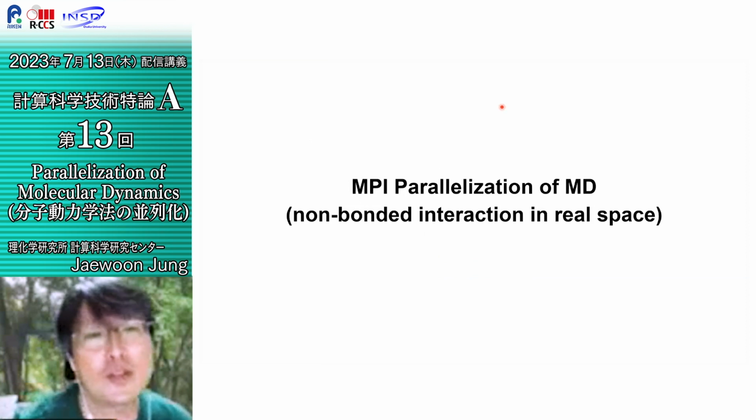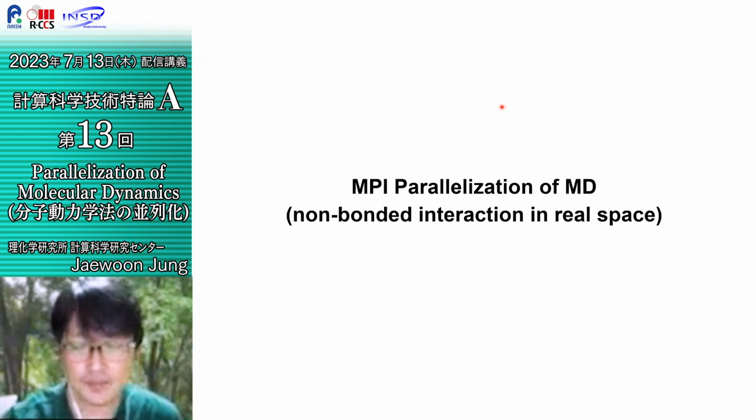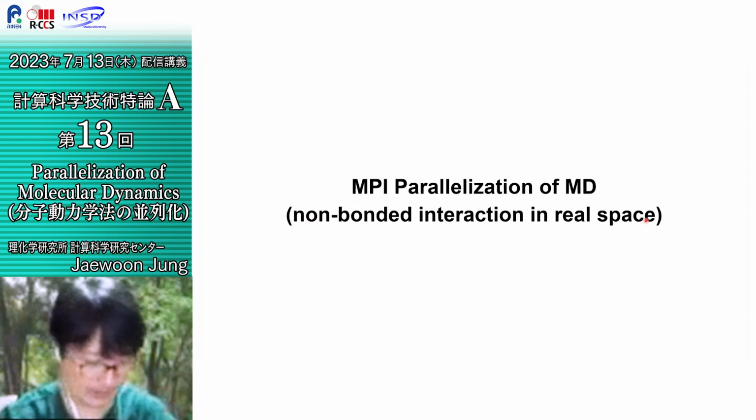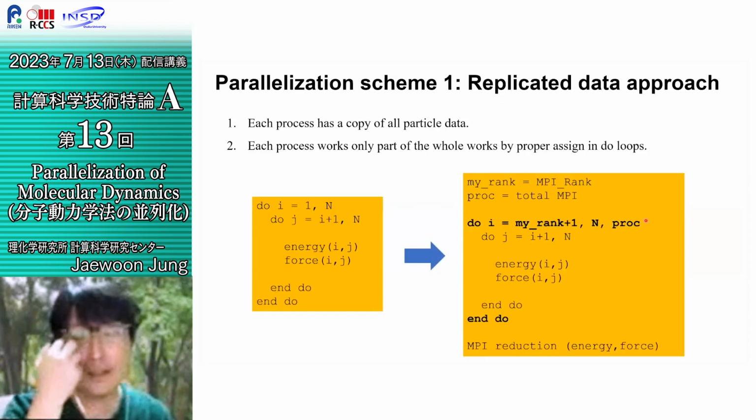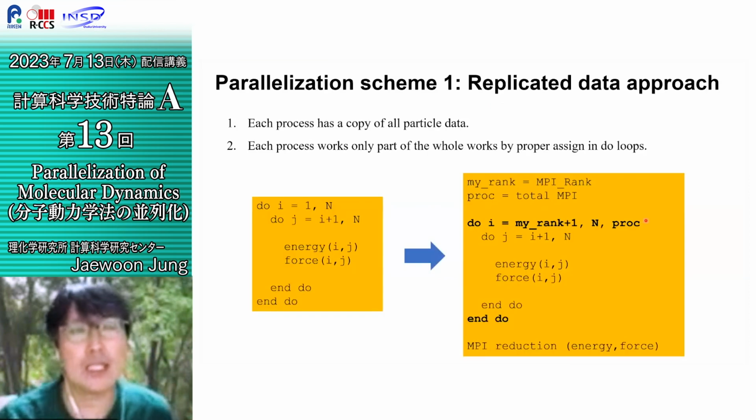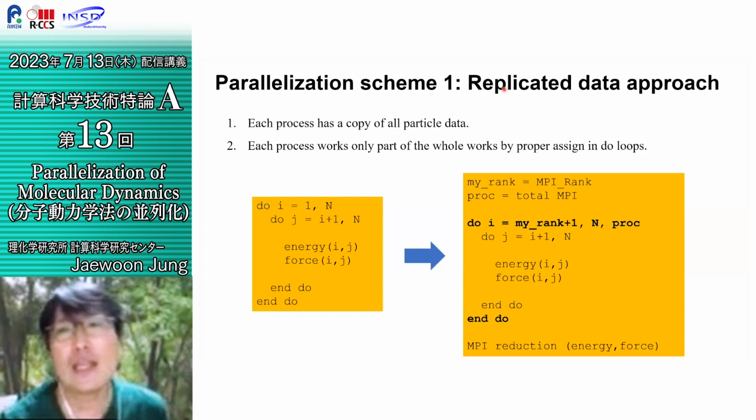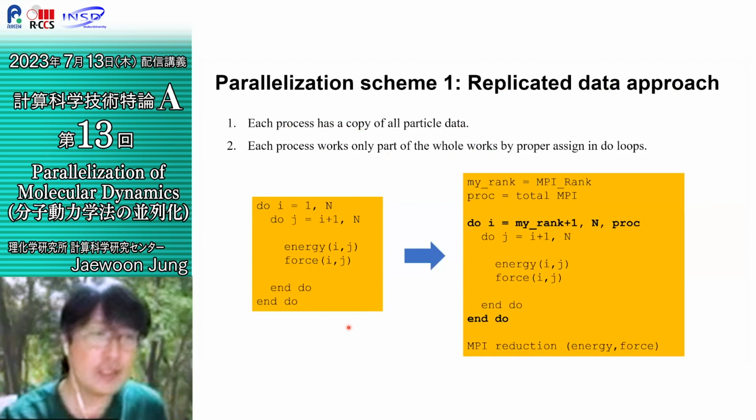Then let's move to the MPI parallelization of MD. In particular, let's consider non-bonded interaction in real space. The first parallelization scheme you can consider is the replicated data approach. This is a very simple one. In this case, each process has a copy of all particle data, and each process works on only part of the whole work by proper assignment of loops. Let's see the example.